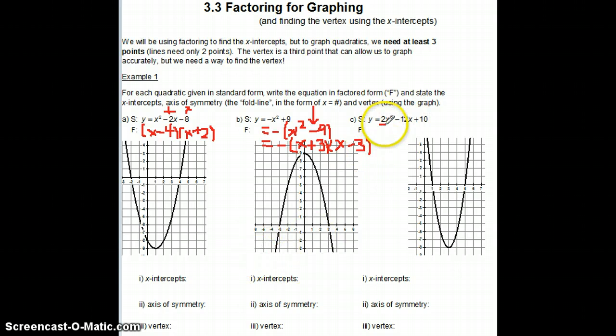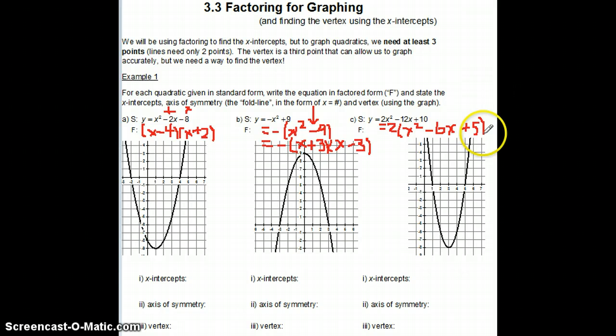Okay, third one. This one's similar to this one, where we have a number out in front that's not positive 1, so we have to factor that out. So, and don't just write the rest down. We have to make sure we divide everything by the common factor 2. So that's -6x. And positive 5.